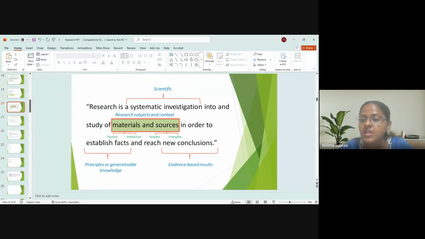And when I talk about systematic investigation, the research is very, very scientific in that case. So we study materials and resources in order to establish facts. When I'm talking about establishing facts, it is basically generating principles or generalizing knowledge and reaching new conclusions, that is, giving certain outcome, that is certain evidence. Clear so far? You can take a screenshot of this. It has most of the keywords for you to understand the meaning of research.